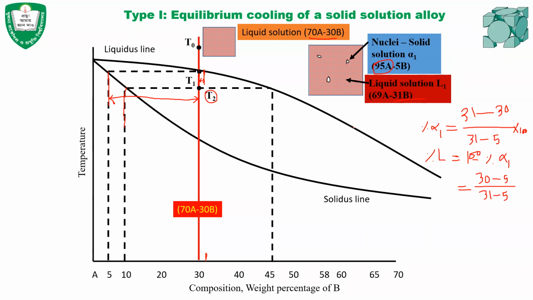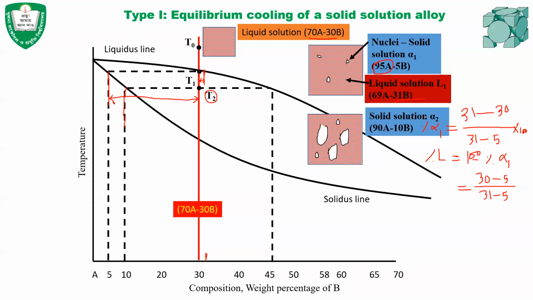That means the solid alpha 2 will have like 90% A. That means more solid will be created, and it will have 90% A and 10% B. And if you look at the liquid solution, the chemical composition of the liquid L2 is 55% A and 45% B.